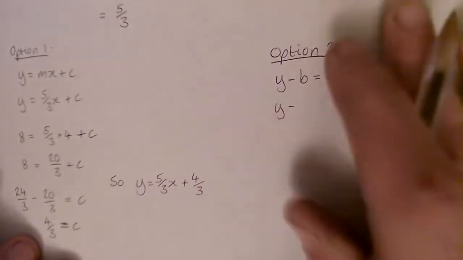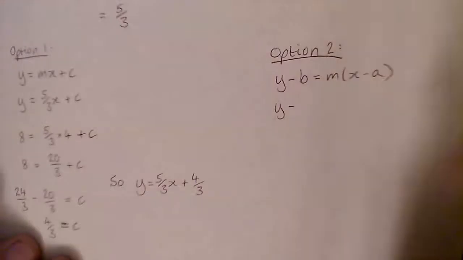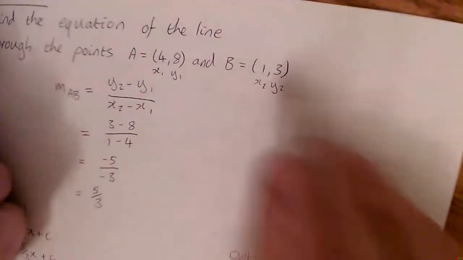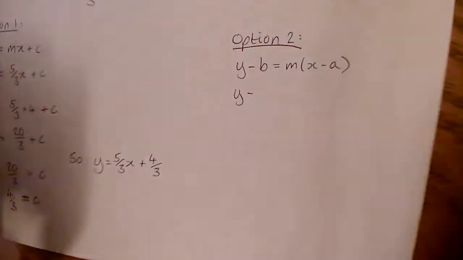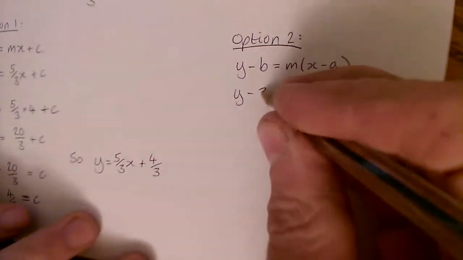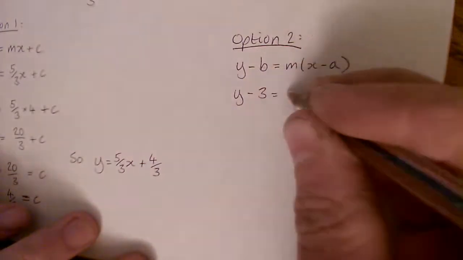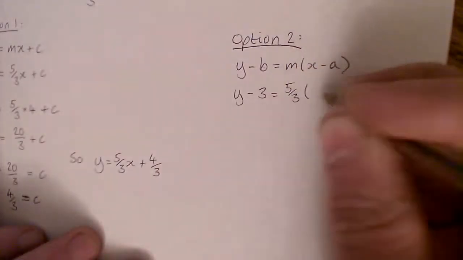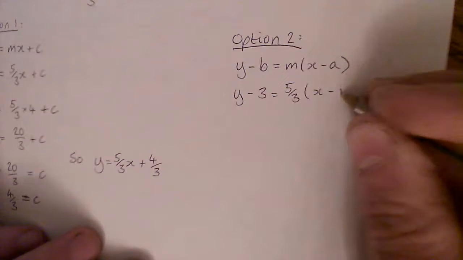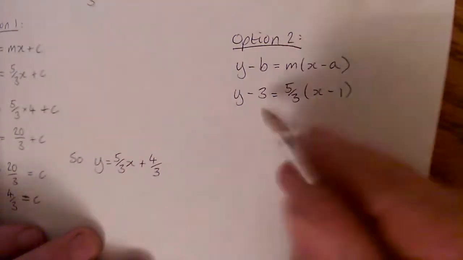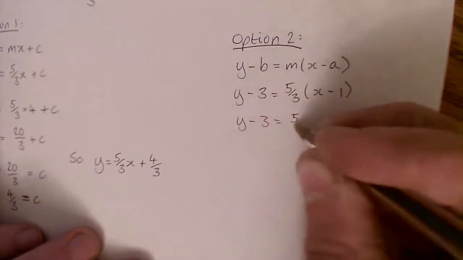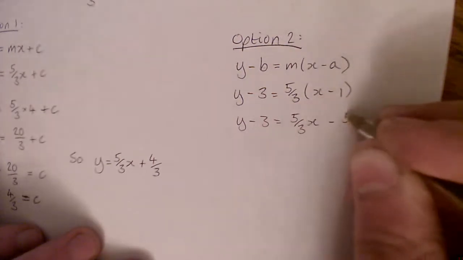So remember, our a and b is one of our points up here. Let's just, for interest's sake, use this point here, point B, which is the point 1, 3. We'll see it still gives us the same line, which is an important thing. Okay, so putting our 3 in for b, our m is still our 5 over 3, which we worked out earlier, and x minus a, which is 1. Again, sorting this out, I'd expand the bracket first. y minus 3 equals 5 over 3x minus 5 over 3.